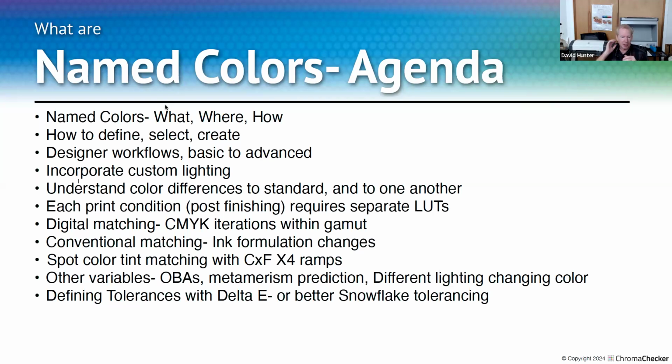Then we're going to get into spot color tint matching and talking about CXF/X-4 ramps. We're going to cover different variables that affect your perception of the colors, such as OBAs, how different lighting can affect the visual color that you see, as well as predicting metamerism issues, which we'll get into. And then we'll finish off with defining tolerances.